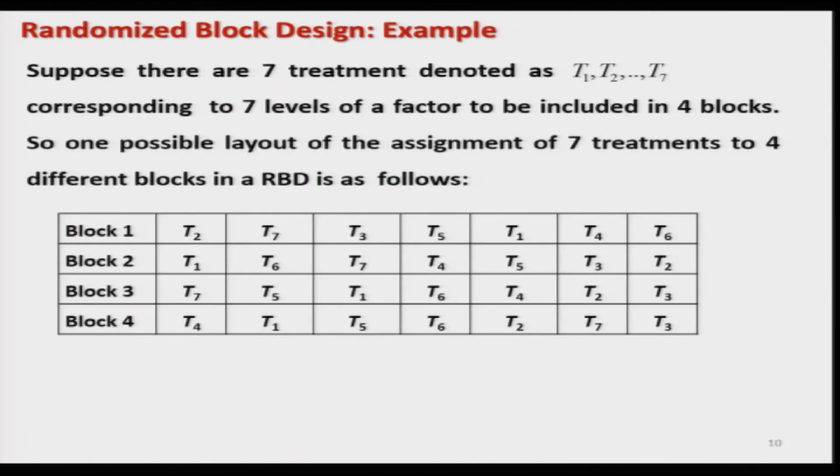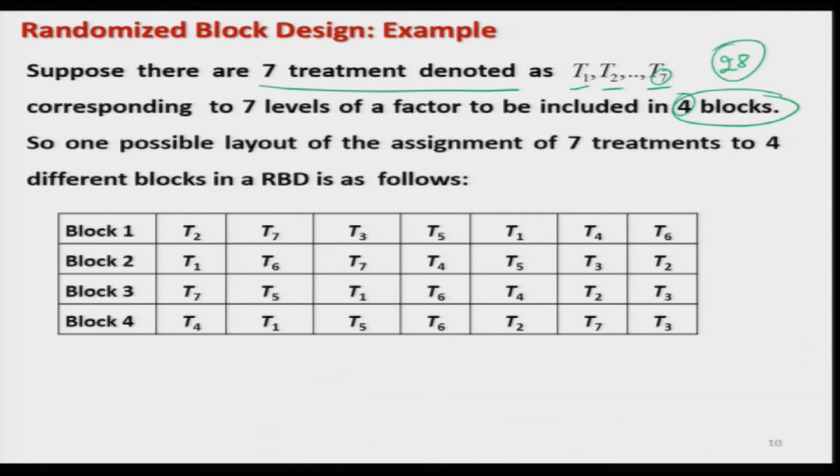Okay, now let me give you a very simple example of how this arrangement in a randomized block design will look. Suppose we have 7 treatments, which we indicate by T1, T2, up to T7, and suppose there are 4 blocks in which we want to conduct the experiment. So you know that you need at least 28 units of experimental material, which is obtained from 7 into 4. One possible layout of the assignment of 7 treatments to each of the 4 blocks in the RBD can be like this.